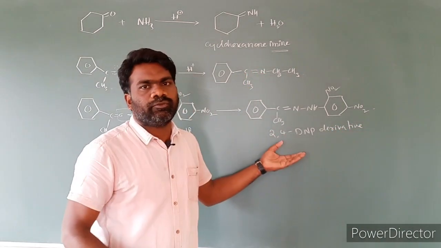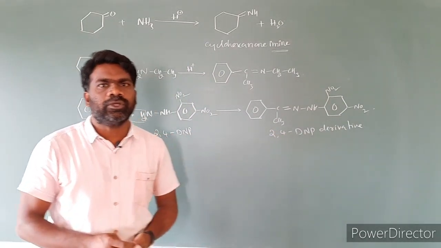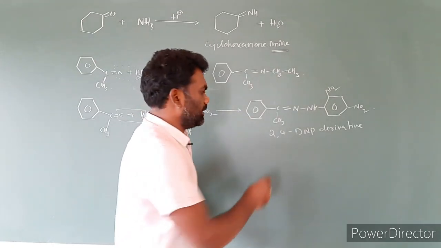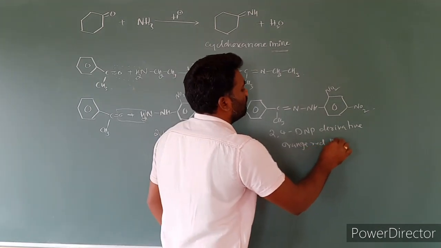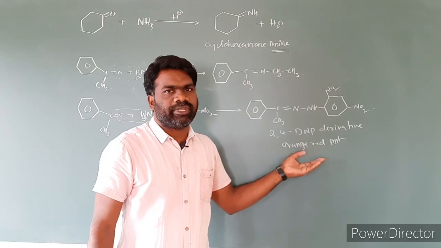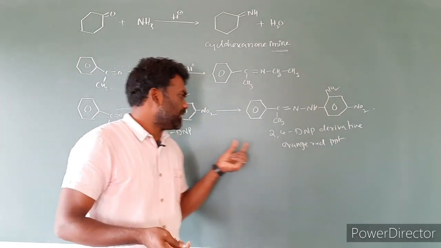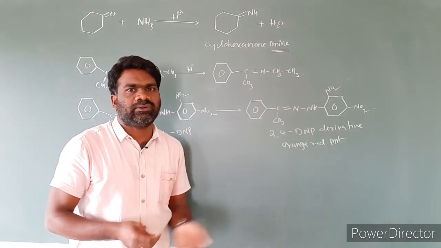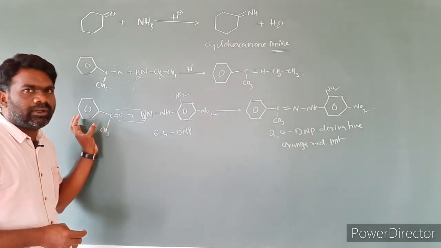The 2,4-DNP derivative is given by this reaction with both aldehydes and ketones. The color of this compound is an orange red precipitate. So based on this test we are able to identify aldehydes and even ketones. Ketones and aldehydes are identified by 2,4-dinitrophenyl hydrazine. So this test is called the 2,4-DNP test, an identification test for aldehydes and ketones.